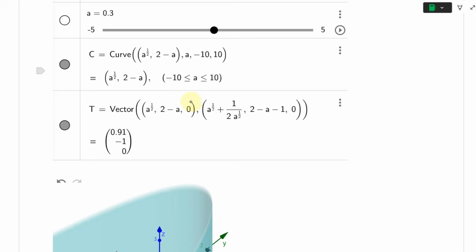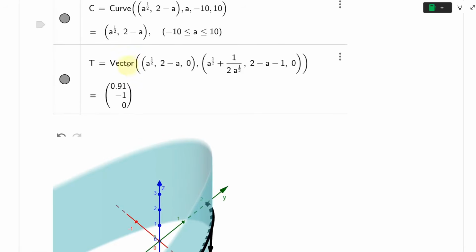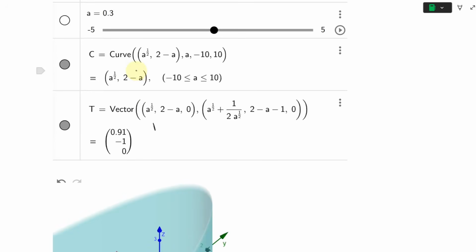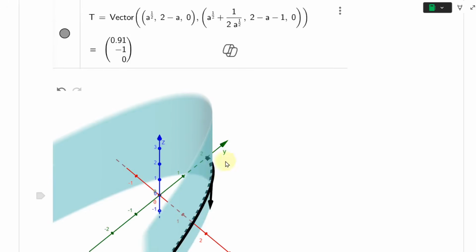And furthermore, this vector right here, you can use the vector equation. So this is the beginning point, and this is the end point. The way I did this is I inputted the curve, so this is the exact same equation right here: a to the power 1/2, 2 minus a, and then 0 for the z component, just because it's flat there.